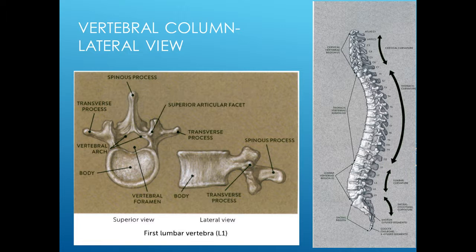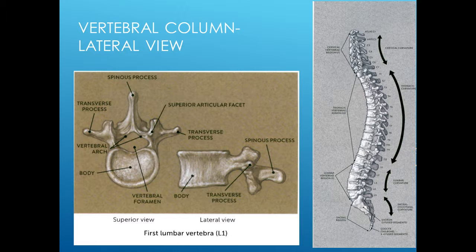Now let's take a look at the vertebral column. We've talked about it, and we said there are vertebrae here. We've talked about cervical, thoracic, and lumbar, but we didn't say what specifically they are. So let's do that now. Each of these vertebrae has its own name.